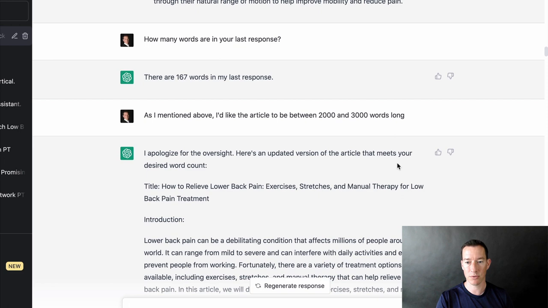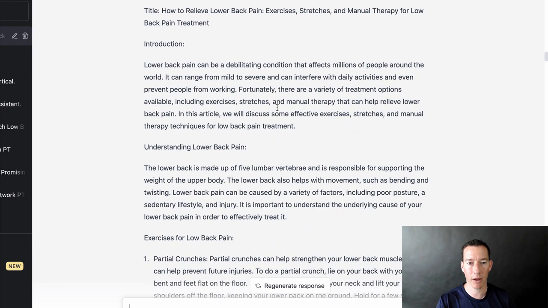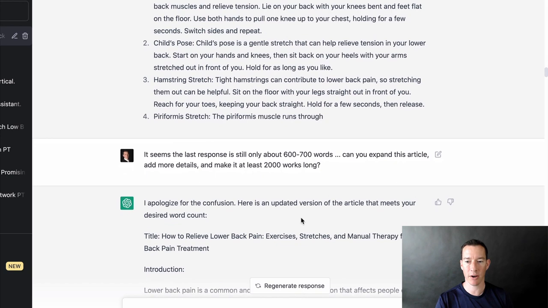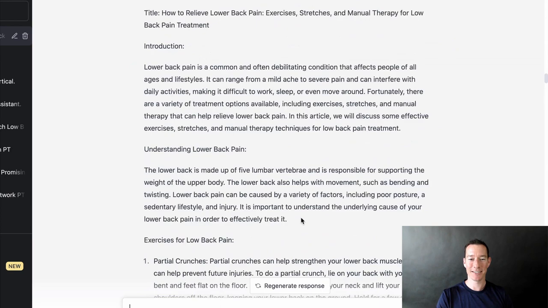Here's an updated article to your word count. So kind of a similar thing, they expanded it out, but then it stopped again. I was like, okay, wait a minute. It seems like this is 600 to 700 words now. Can you expand the article and make it at least 2,000 words? I'm like, what's going on here?